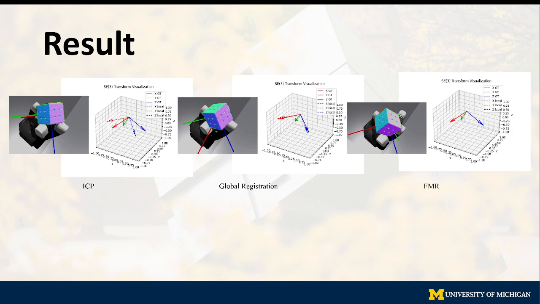For the last part, we visualize the three registration approaches. The visualization highlights the difference in transformation. As we can see, ICP has low performance, and global registration and FMR yield smoother, more robust, and more precise results.